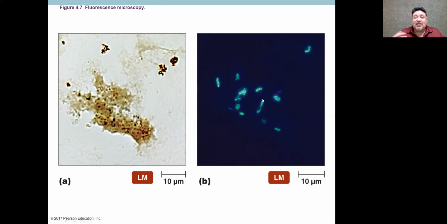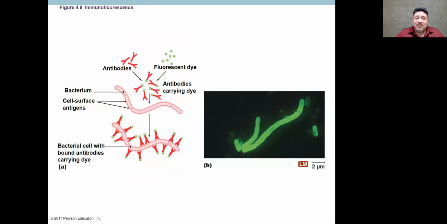Okay. But that's not the exciting part about immunofluorescence. The exciting part about immunofluorescence is that, as the name implies, it takes antibodies. Okay. If you don't know this or don't remember this, antibodies are very, very specific. They only bind to very specific molecules. Okay. So that's a hallmark of antibodies, is their incredible specificity. Now we add this little thing called a fluorescent dye, which fluoresces in the presence of long-wave ultraviolet light.